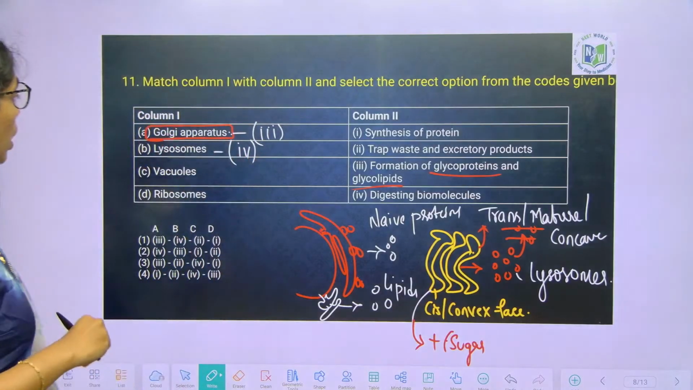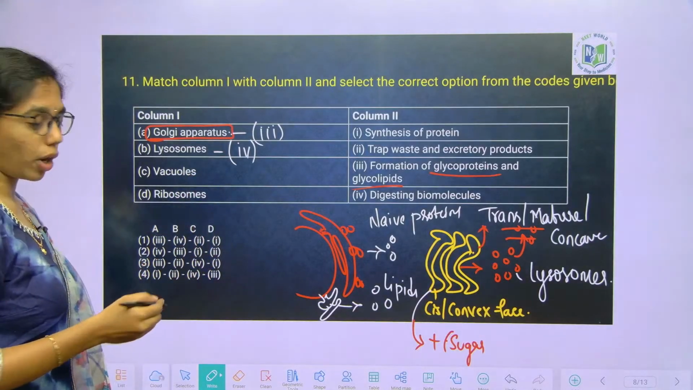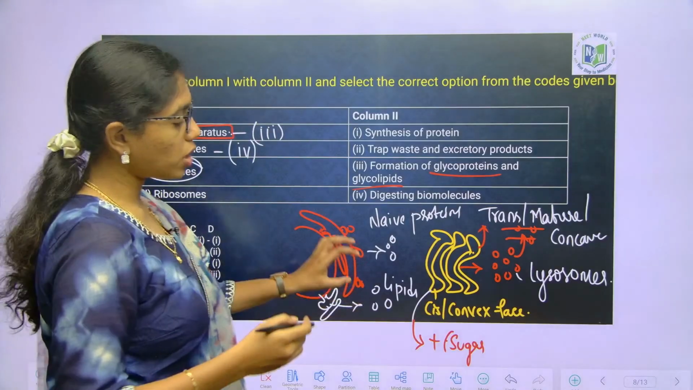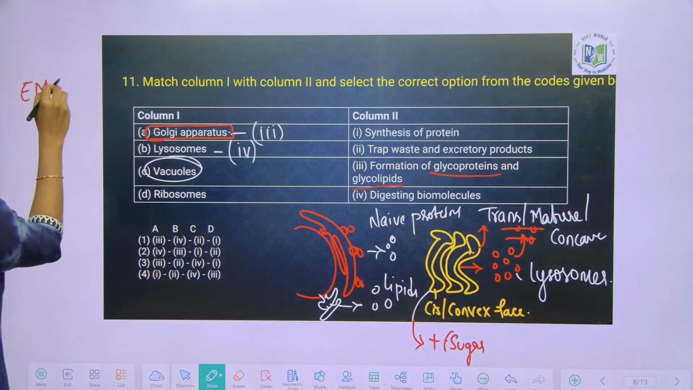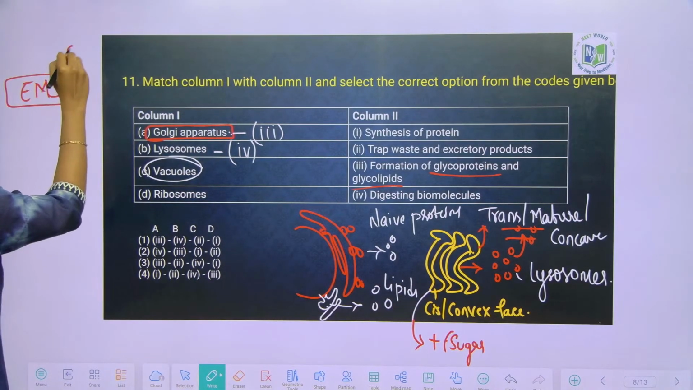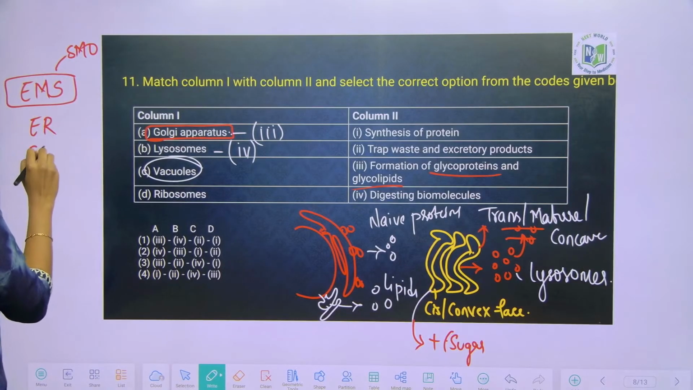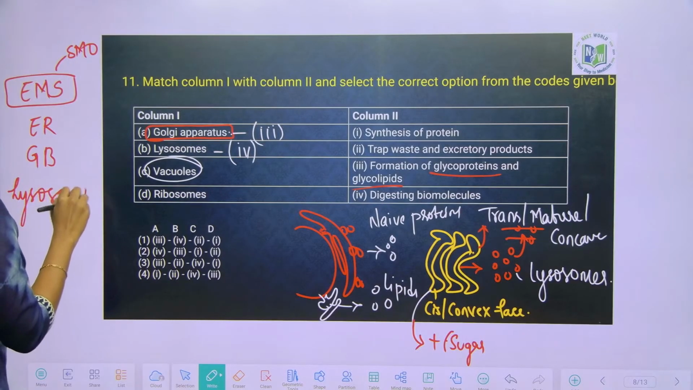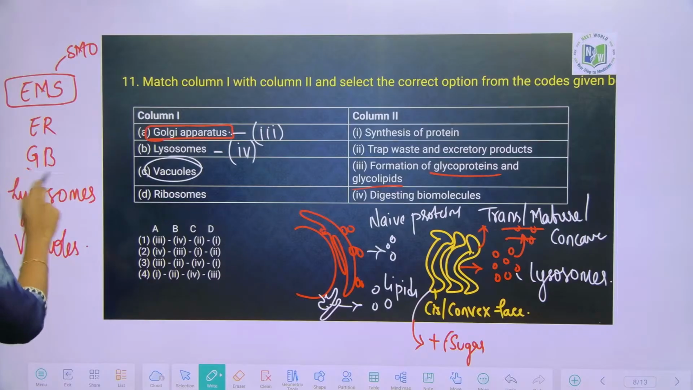Got it? Vacuoles. Vacuoles trap the waste and excretory products. Vacuoles, which is the last organelle of the endomembrane system. The organelles involved in the endomembrane system include what? The endomembrane system includes all the single membrane bound organelles, which include endoplasmic reticulum, Golgi bodies, lysosomes and vacuoles. Got it? So till Golgi bodies it is clear to us.